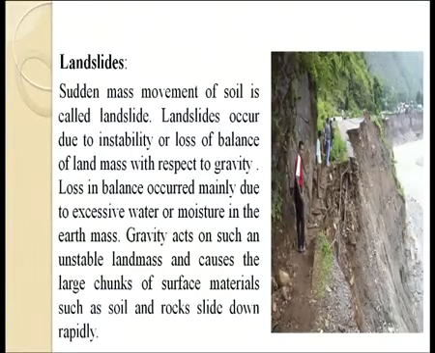Now, landslide. Sudden mass movement of soil is called landslide. Landslides occur due to instability or loss of balance of land mass with respect to gravity. Loss of balance occurs mainly due to excessive water or moisture in the earth mass. Gravity acts on such an unstable land mass and causes large chunks of surface materials such as soil and rocks to slide down rapidly.